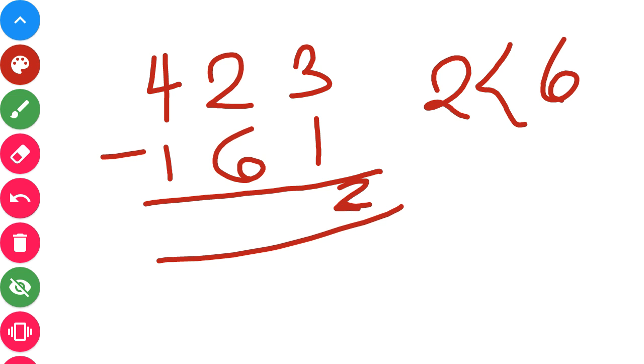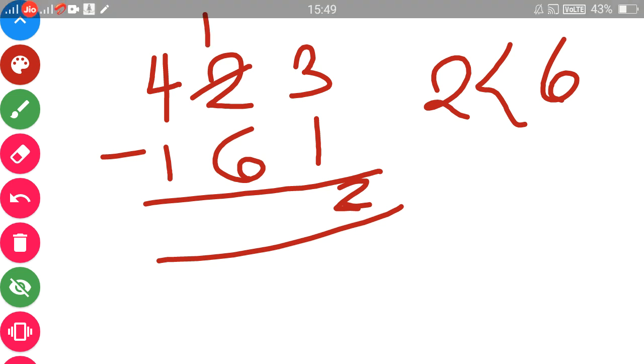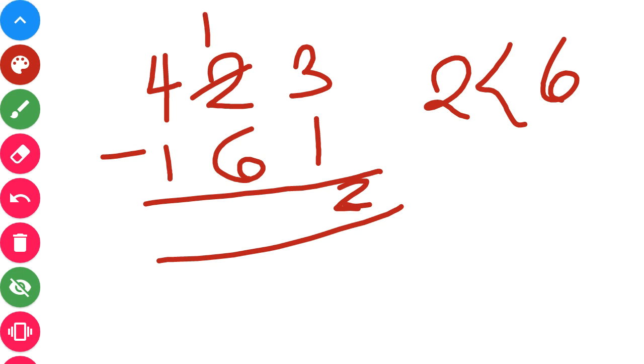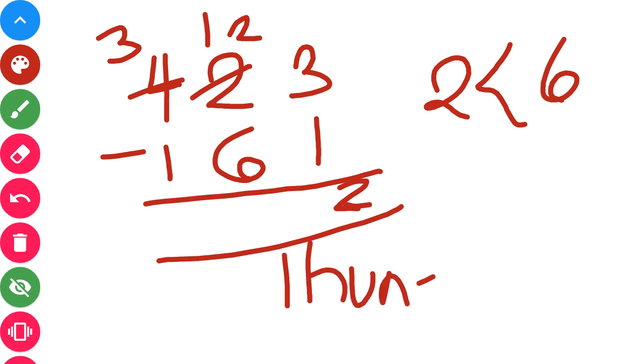So 2 will take borrow from hundreds place, that is from 4. So this hundreds place 4 will give 100 to tens place. Now this 2 will become 12 and this 4 will become 3. Why will this 2 become 12? Because 4 has given it 100 and we know that 100 equals 10 tens.